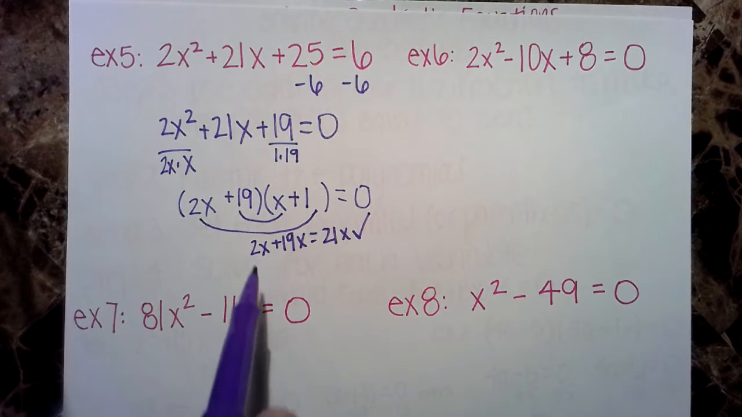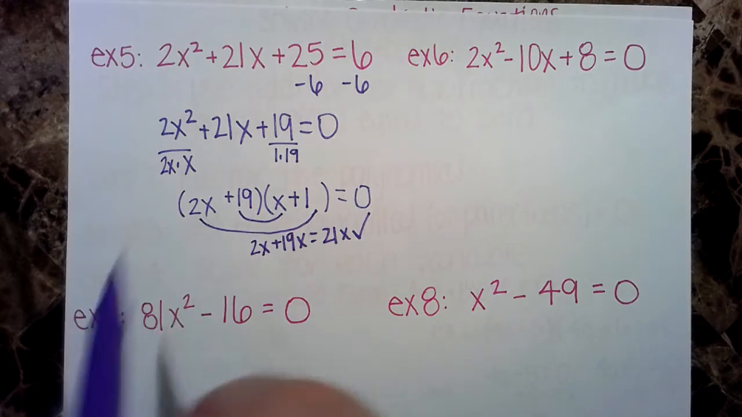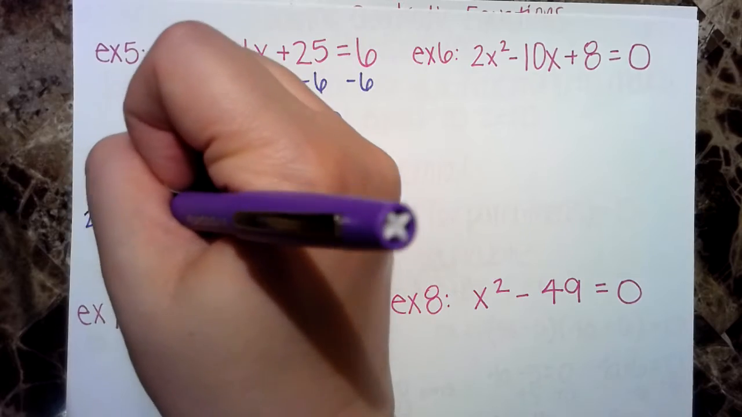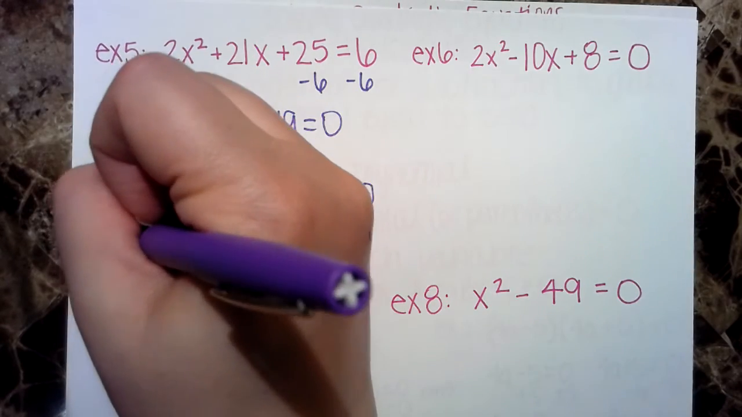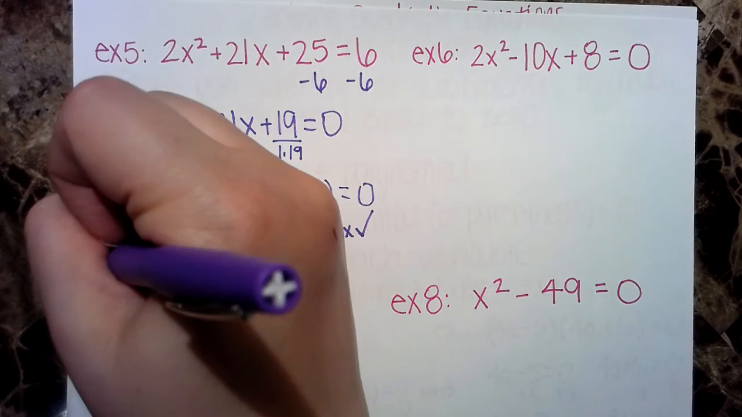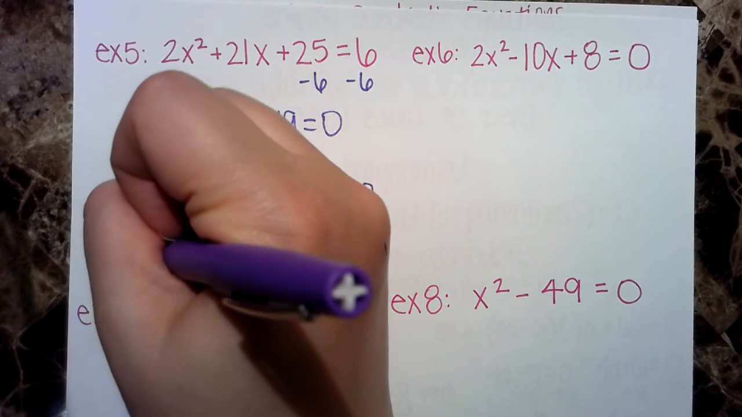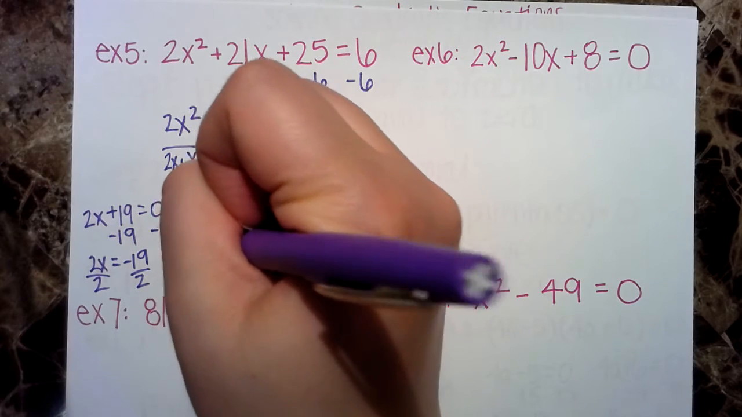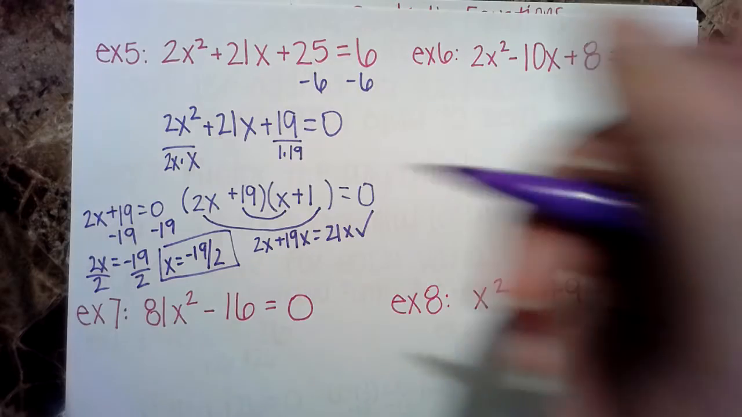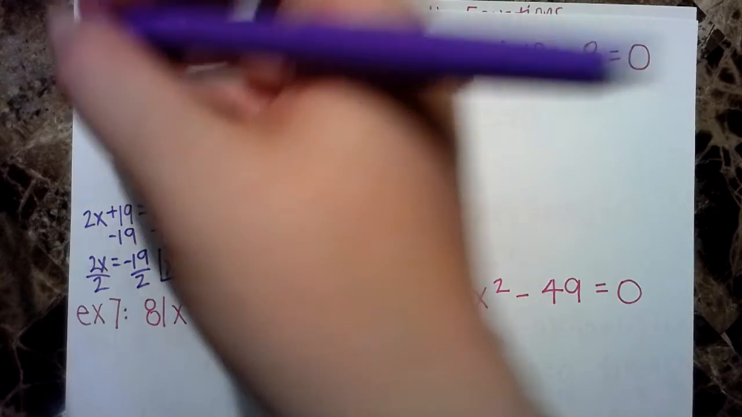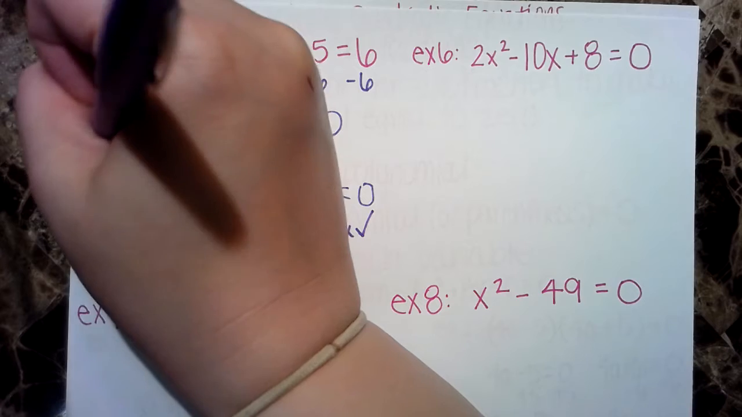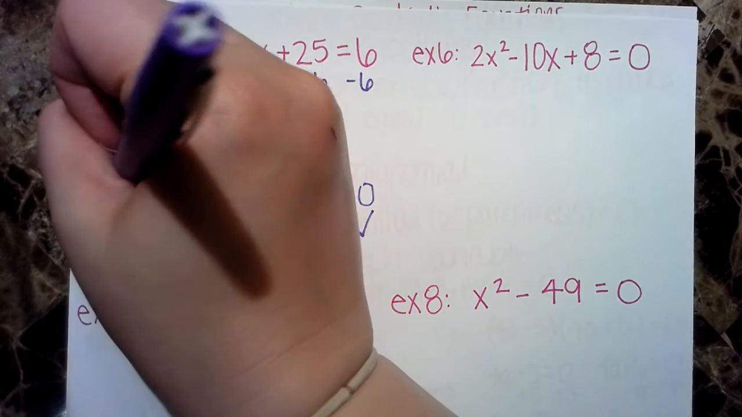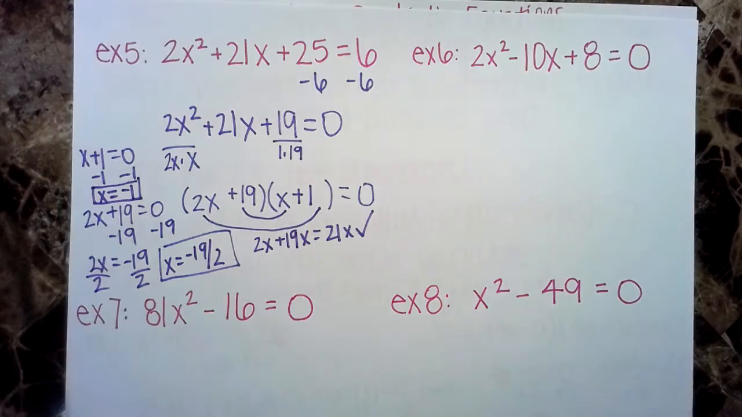I'm then going to set both of these equal to 0, so I have 2x plus 19 equal to 0. I'm going to solve, so I subtract 19 on both sides. I get 2x equals negative 19. I divide by 2, and I get x equals negative 19 over 2. That's one of my answers. My other one, I'm going to put that one up here. I get x plus 1 equals 0, minus 1, minus 1. So my other solution is going to be x equals negative 1.